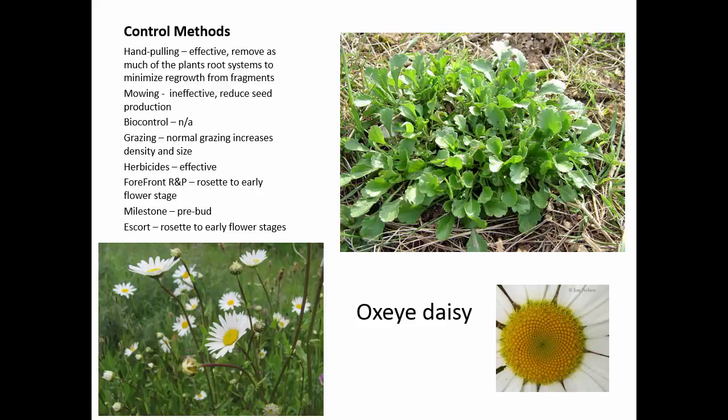Oxeye daisy. This is one that loves pastures. Animals graze around it, opening up space for it to grow vegetatively and drop its flowers. So it's also very cute. Daisy, right? Everyone knows what a daisy is. I call it an increaser plant because animals don't graze it, so it's got every opportunity to grow. Same with tall buttercup, it likes to grow with it.